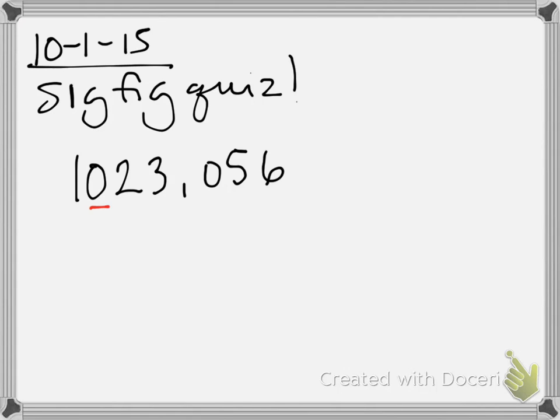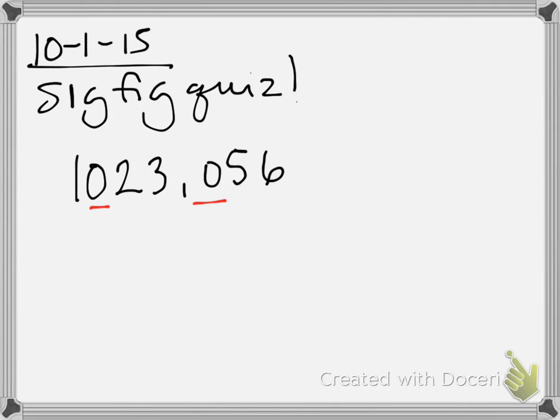Is this 0 significant? Why? Between two non-zeros. Is this 0 significant? Yes, between two non-zeros. So every single thing in that one is significant. None of those zeros are not significant.